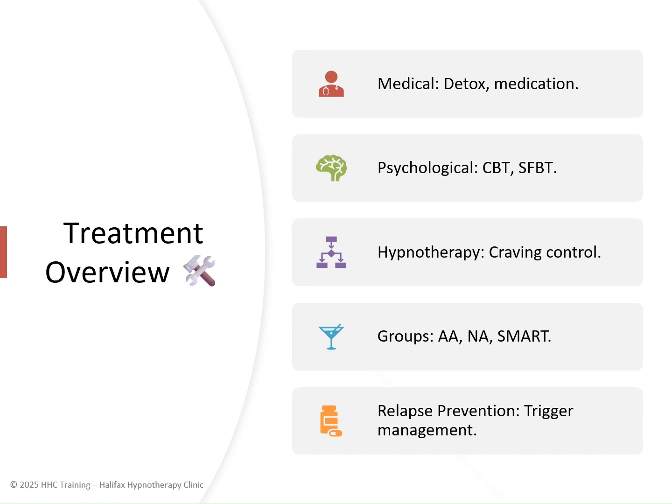Group meetings like 12-step programs such as AA and NA provide peer support through a structured process of acceptance, surrender, and active involvement. Relapse prevention. Relapse is a common part of recovery, often triggered by environmental cues. Treatment focuses on developing skills to anticipate and manage these triggers to maintain long-term recovery.